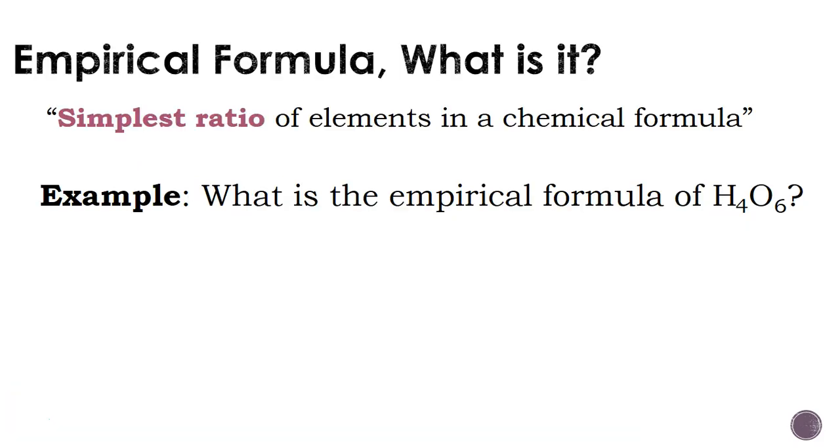Now let's define empirical formula. An empirical formula is the simplest ratio of elements in a chemical formula. A quick example: if we have a formula that looks like this, H4O6, an empirical formula is the simplest ratio of the elements. We can take this formula and turn it into H2O3. Each of these elements has been divided by a specific number, 2, in order to get the simplest ratio of these elements. This simplest ratio is called the empirical formula.